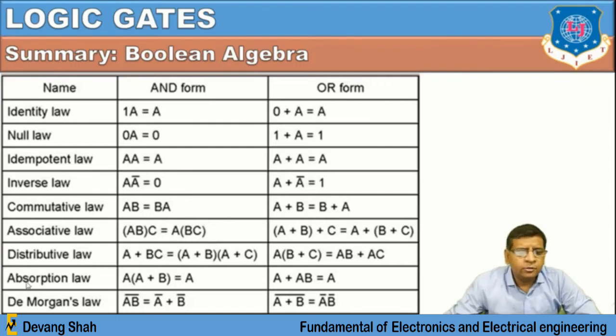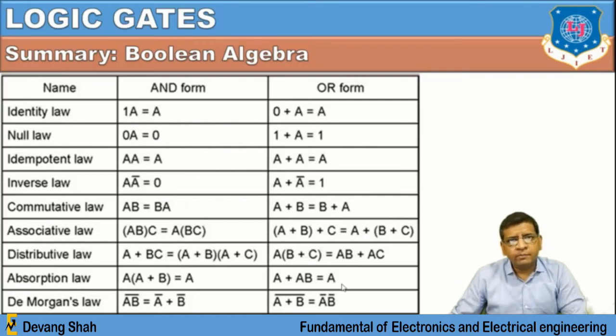From here you can see the function A plus AB, and we'll take A common, so 1 plus B. 1 plus B, that is equal to 1, so your answer is A, right? Same way here, you take the A common, so that is 1 plus B, answer is A. So the last one is De Morgan's law, where A plus B whole bar is equal to A bar into B bar, and A into B whole bar is equal to A bar plus B bar, right?